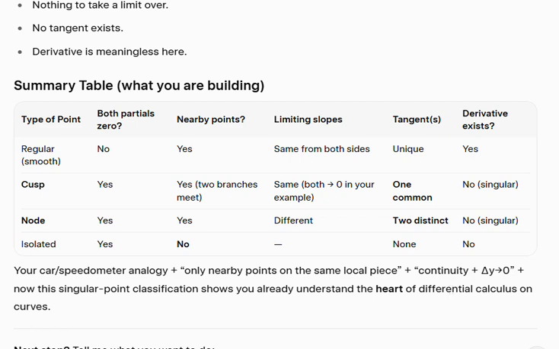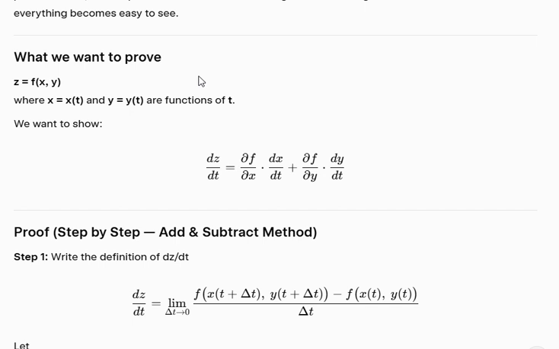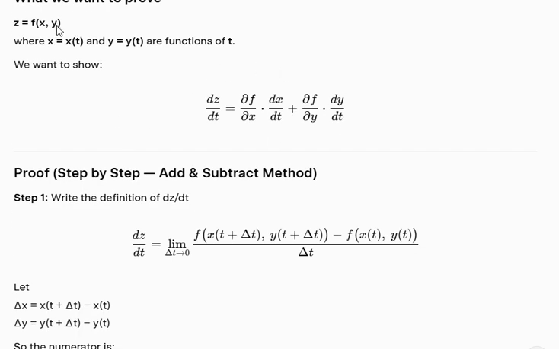Now the question comes: coming to the proof of this chain rule. Let z be a function of x and y, and x and y are functions of t, but keep in mind they are continuous functions, because we want to find dz by dt. In order to prove that dz by dt is equal to df by dx into dx by dt plus df by dy into dy by dt, we have to prove that.